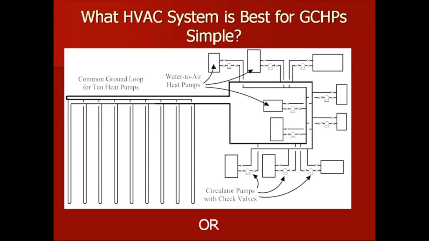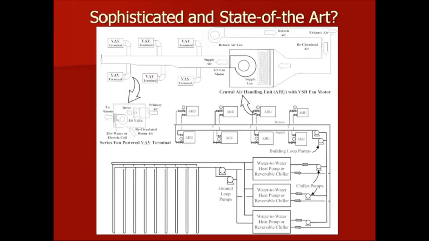Okay, so the main issue here is what HVAC system is best for the ground coupled heat pumps. Would we use the simple system, which I've laid out here, which is basically a loop that's tied together where you have, in this case, about 10 heat pumps, and each heat pump has a small circulator pump that is activated when the heat pump compressor comes on. And I've got those check valves in there, and what that does is prevent the water from backing through a heat pump when it's off rather than going to the ground loop. So this is one of the many simple systems that we looked at in the survey.